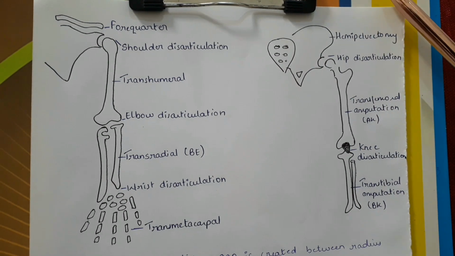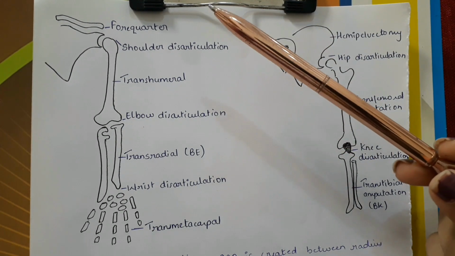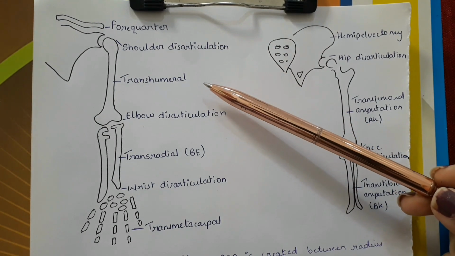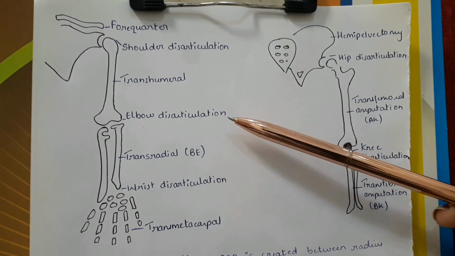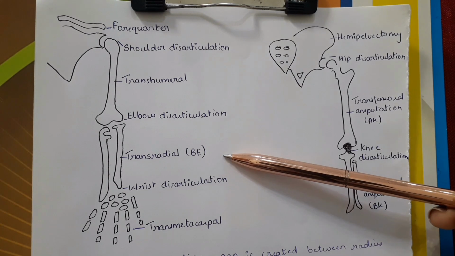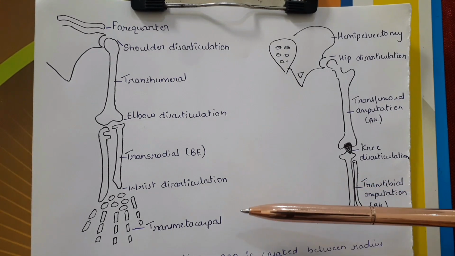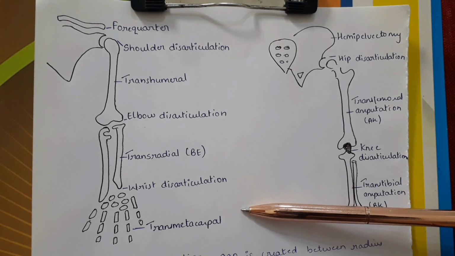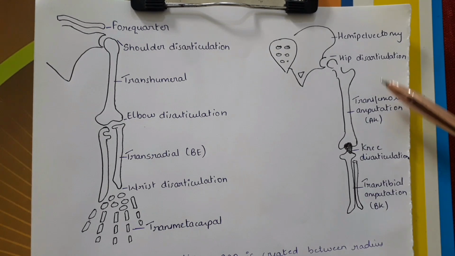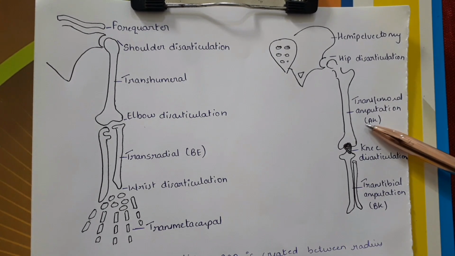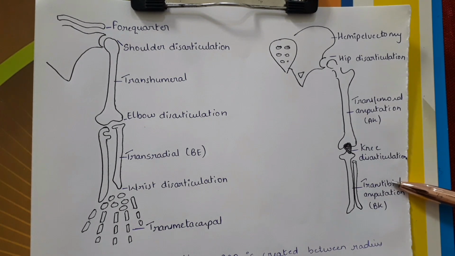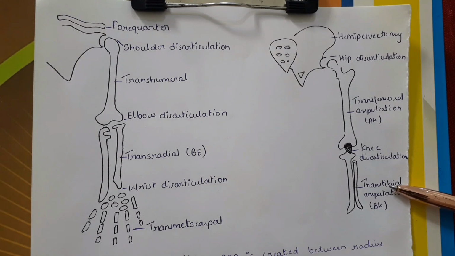Now let's see the levels of amputation. In the upper limb: forequarter amputation, shoulder disarticulation, transhumeral amputation, elbow disarticulation, transradial or below elbow amputation, wrist disarticulation, transmetacarpal amputation. In the lower limb: hemipelvectomy, hip disarticulation, transfemoral amputation or above knee amputation, knee disarticulation, transtibial or below knee amputation.